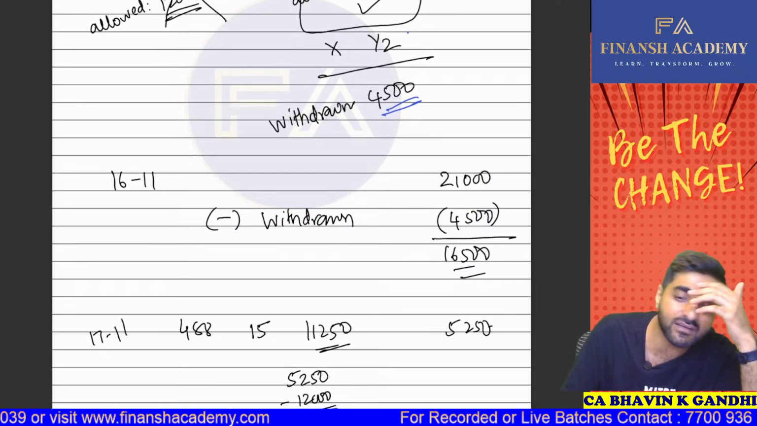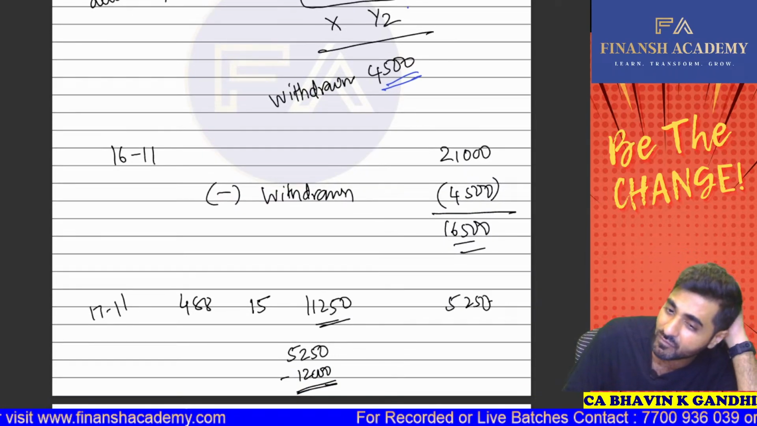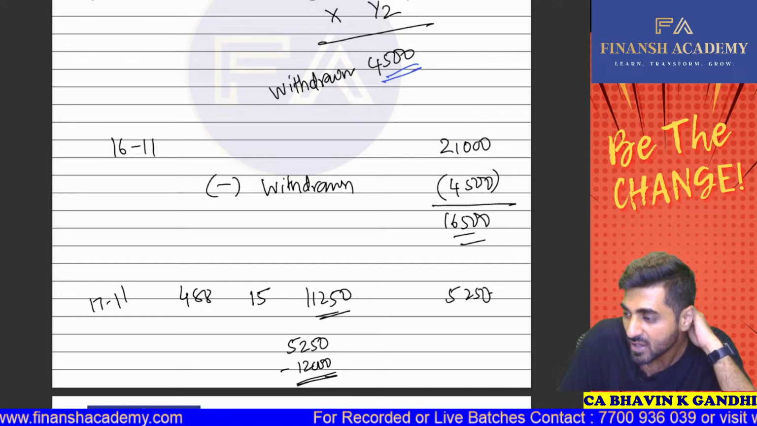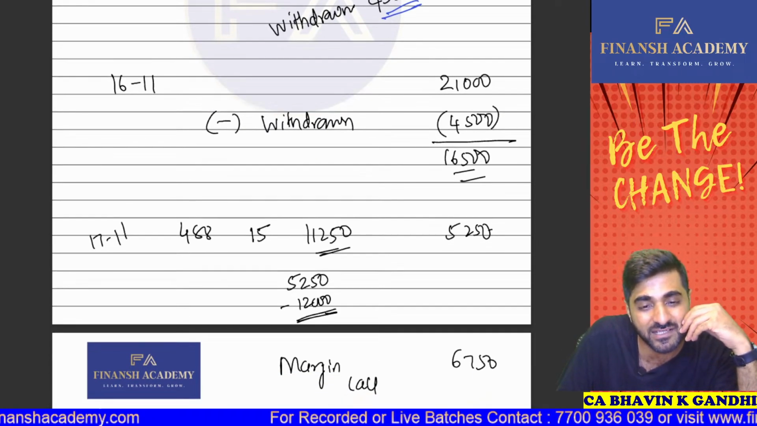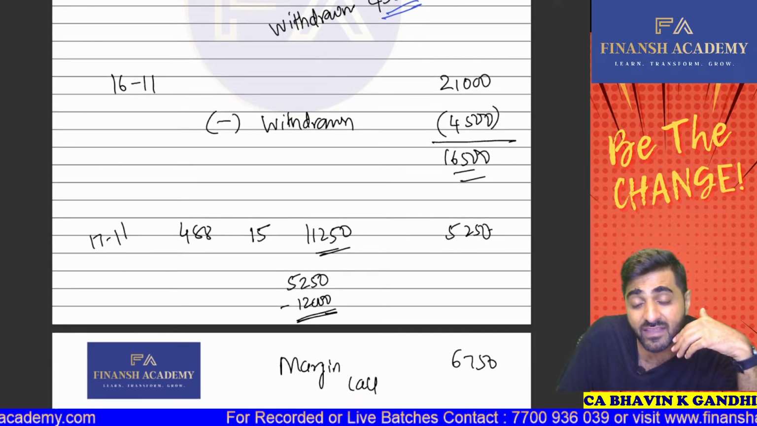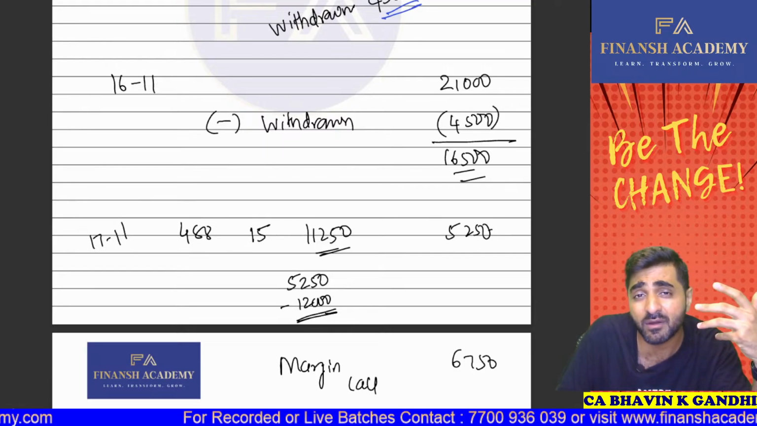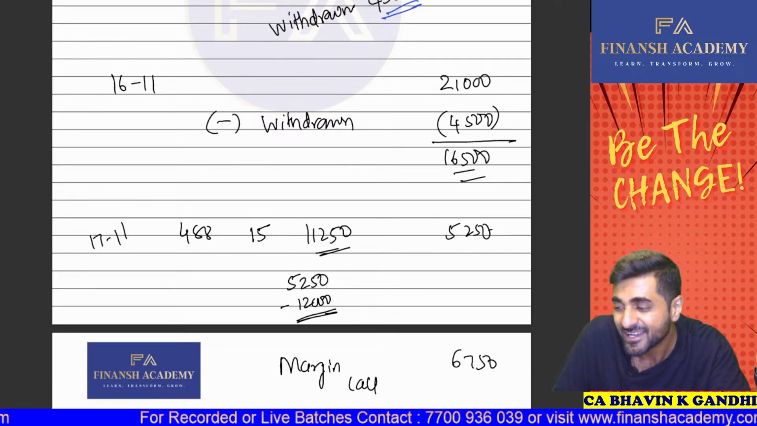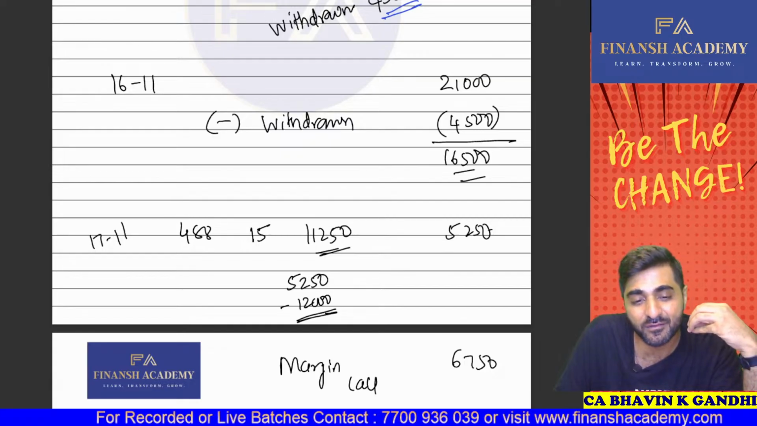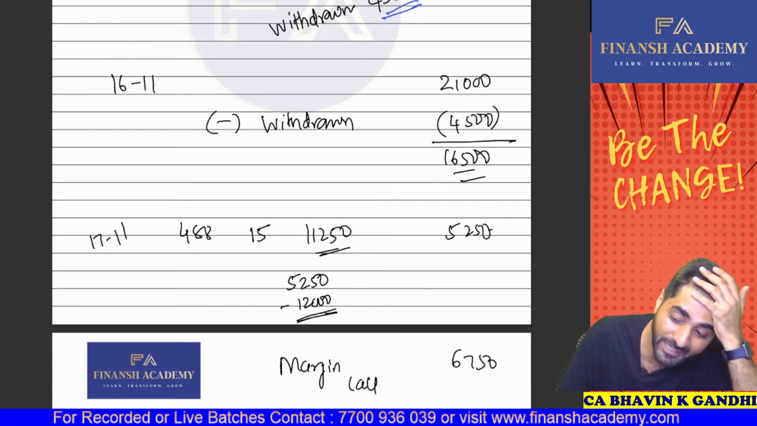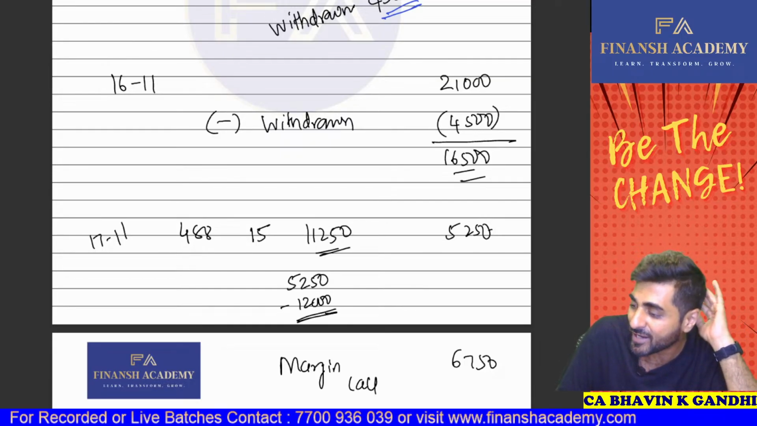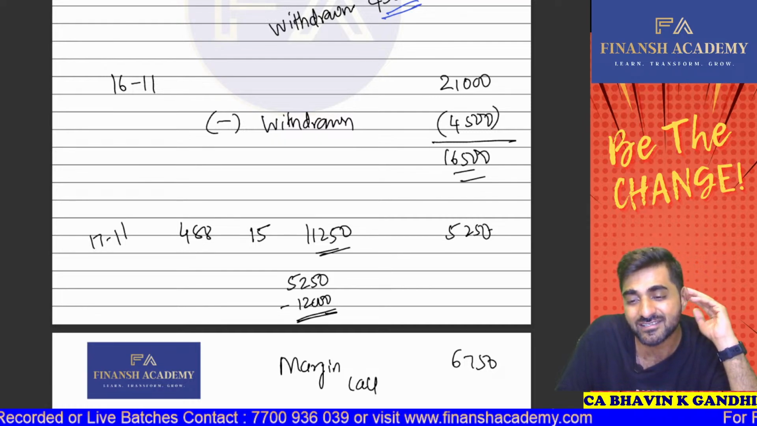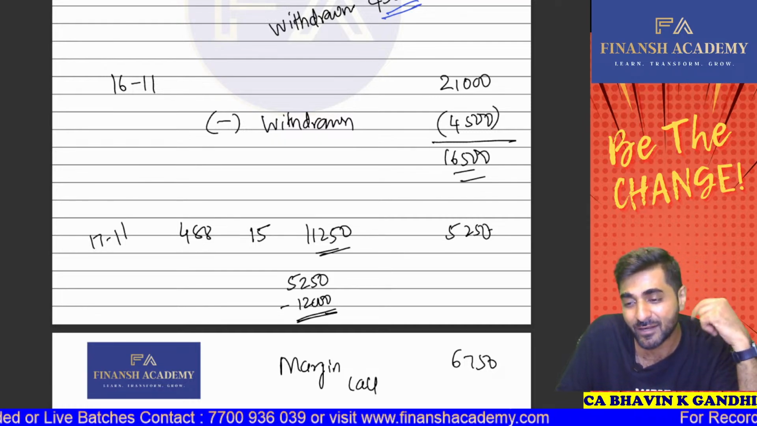So from 21,000, if you withdraw 4,500, you'll be left with 16,500. Also, my dear students, the price becomes 488. So then there is a loss. This is a perfect example of how the stock market works, because you can see that you were earning profits, and then one day there is a loss, and now you withdraw the money, and after that there is a loss.